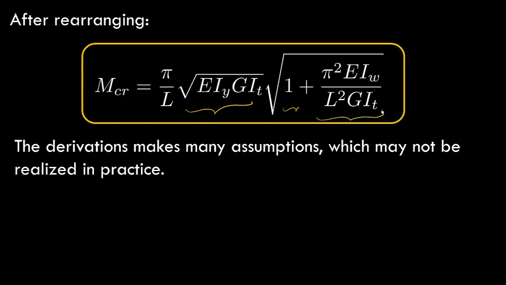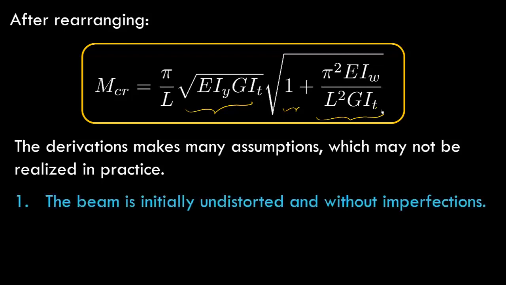So this is the modified expression we will have for the critical bending moment at which lateral torsional buckling will occur. Basically, this derivation makes many assumptions which may not be realized in practice. For example, the beam is assumed to be initially undistorted without any imperfection, which is not often the case. If you are transporting a beam from one place to another, it often gets distorted, and also it has some kind of imperfection. We cannot produce a beam without imperfection even in the rolling mill.